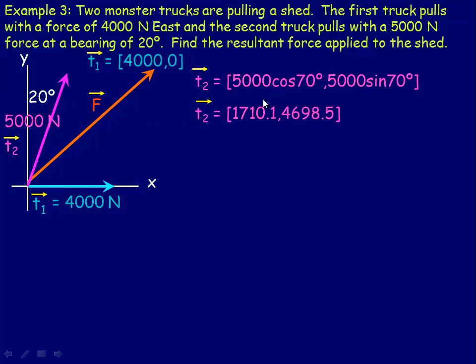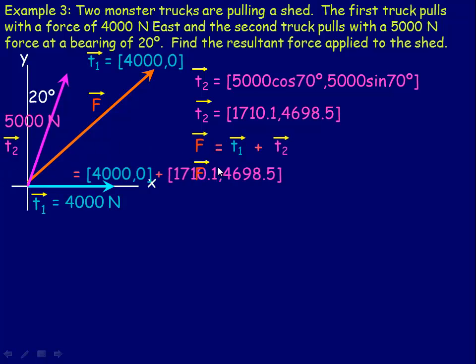And so we would calculate those in a scientific calculator, 5,000 times the cos of 70 and 5,000 times the sine of 70. So those are the components of this vector. Horizontal component is 1710, vertical component is 4698.5. And then we add the two of them together to get the net force, the F. So F is T1 plus T2.